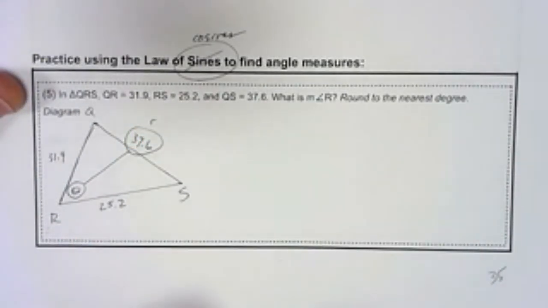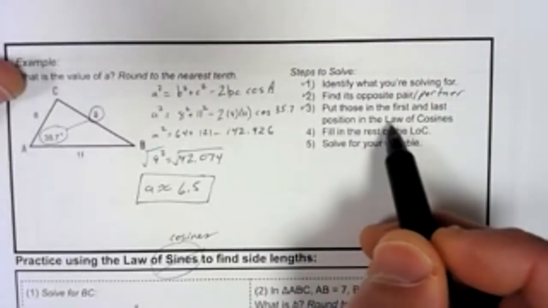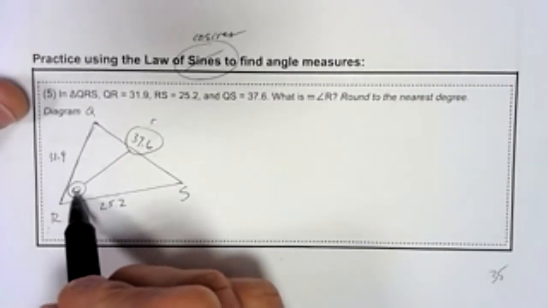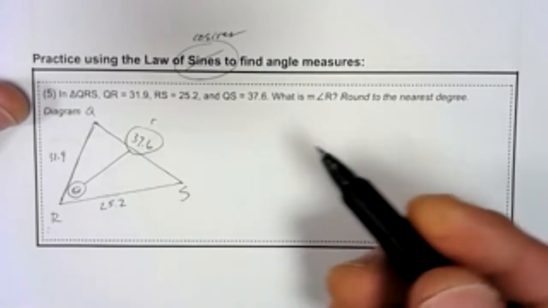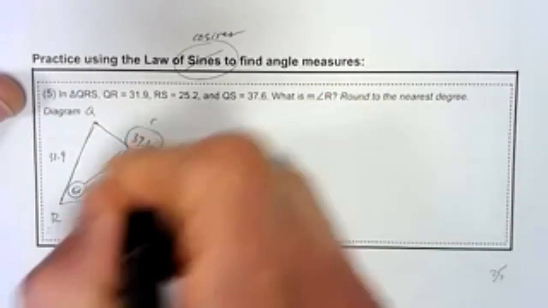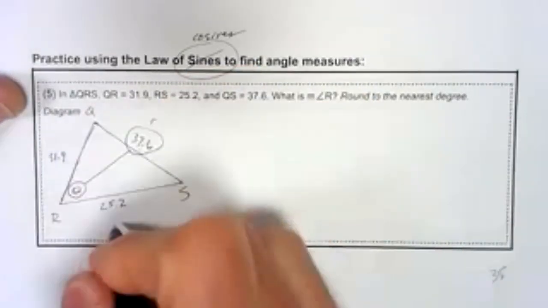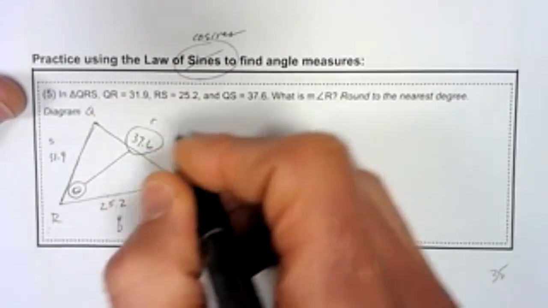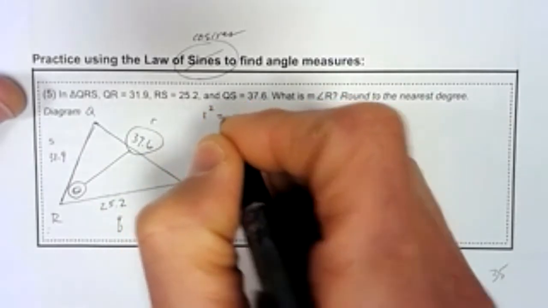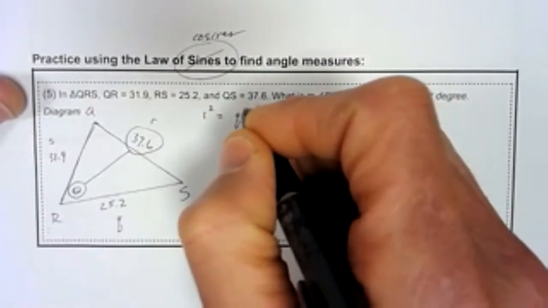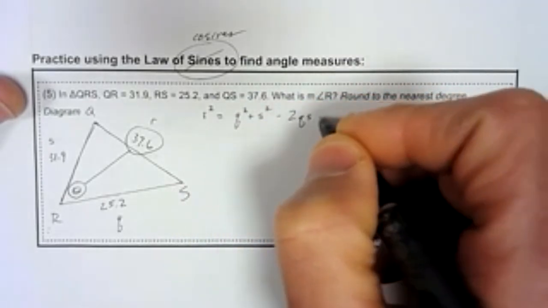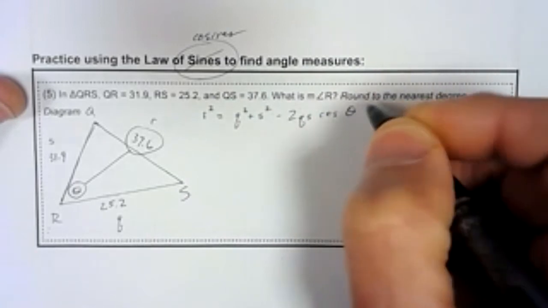Okay. Now the next step is to put those in the first and last position in the law of cosines. All right, so that means that theta is going to be my unknown angle, and 37.6 is going to be all the way on the other side. So if this is side R, then we have side Q, and then over here we have side S. So I'm solving for R squared equals Q squared plus S squared minus 2Q times S times the cosine of theta.